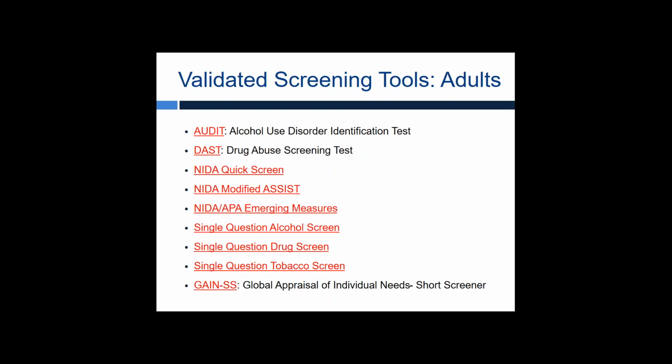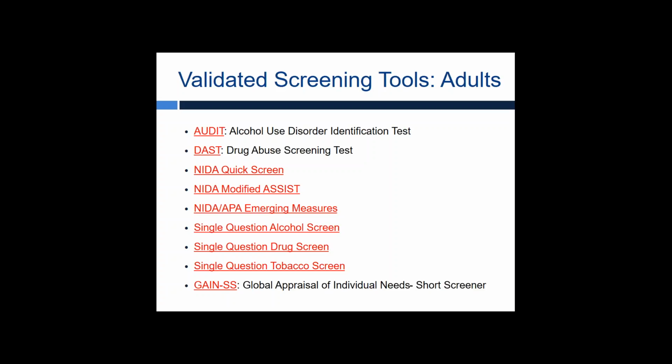The validated tools for adults: the AUDIT, very common. It focuses on alcohol use, quantity, frequency, dependence symptoms, and harmful consequences. The DAST, the Drug Abuse Screening Test, doesn't ask about specific substances, but asks about drug use in general. And then the instructions define what they mean by drug use. So you're answering questions about any of those drugs. So you don't really know what they're responding to. You just know there's general drug use.